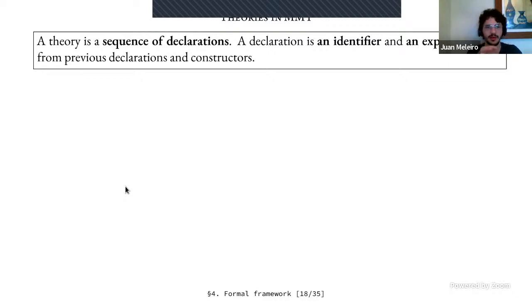So we constructed a category where the objects are theories. A theory is just a sequence of declarations. A declaration is an identifier and an expression built from previous declarations and constructors. This is just a formalization of the way we do mathematics, actually. We start by defining objects, then postulating axioms, then proving theorems and declaring new things. And all of the declarations depend on the previous ones we have built.